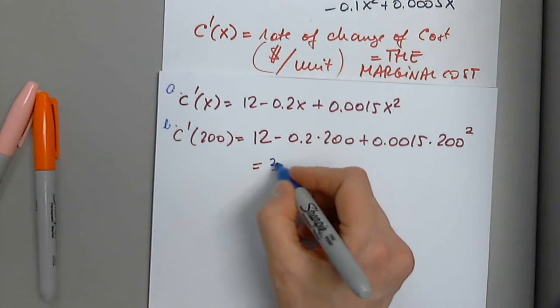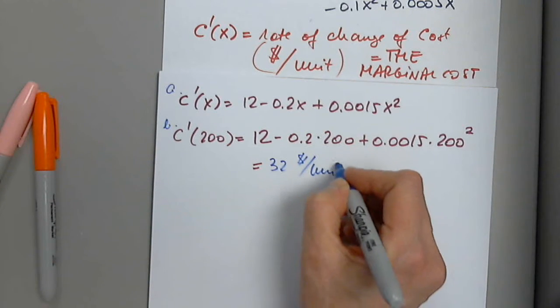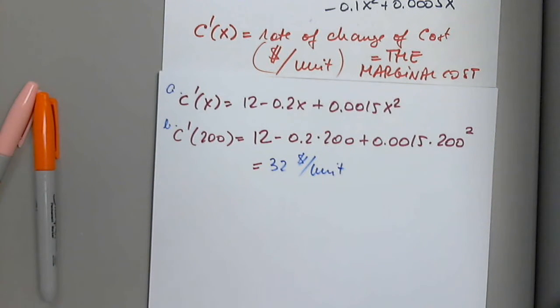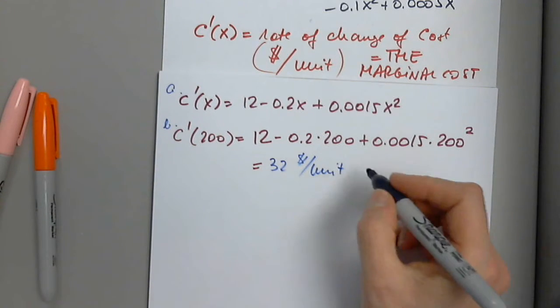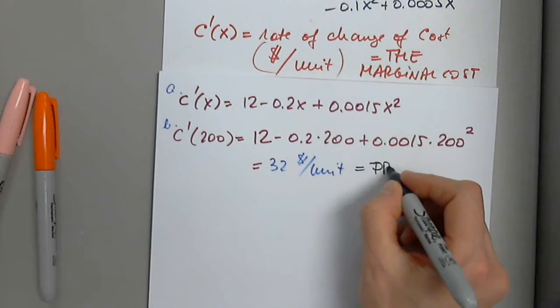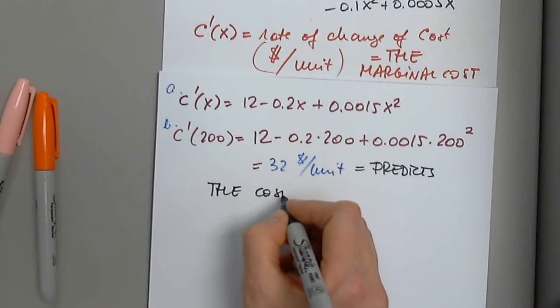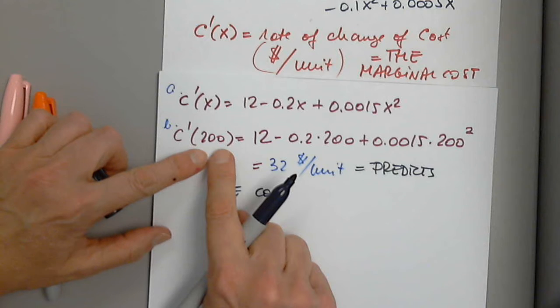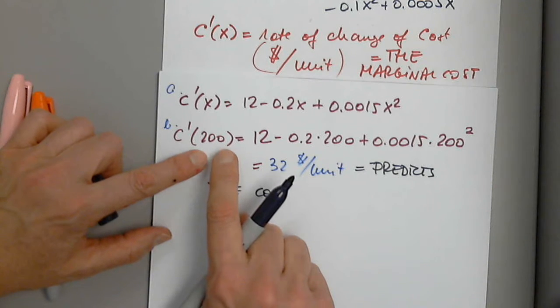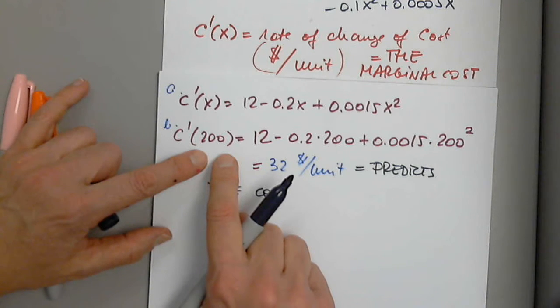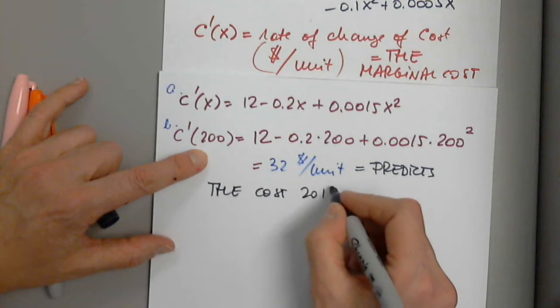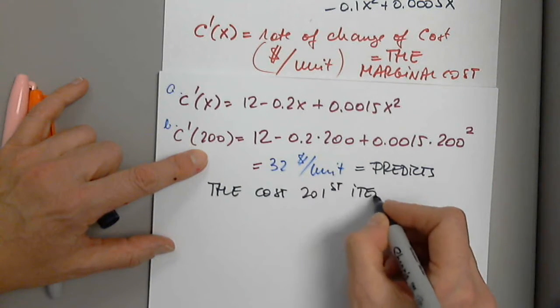32. Okay, $32 per unit. Thank you very much. What does it mean? This predicts the cost of the next item. If we manufacture 200 units, what will be the next item then? Exactly. 201st item.